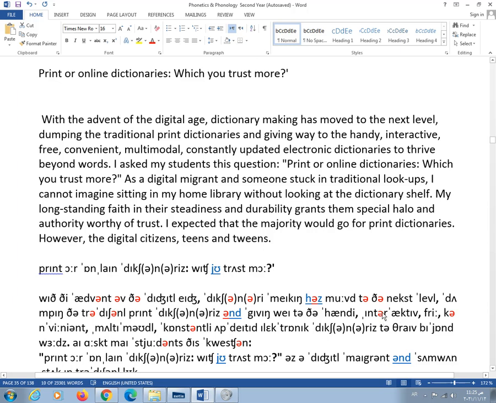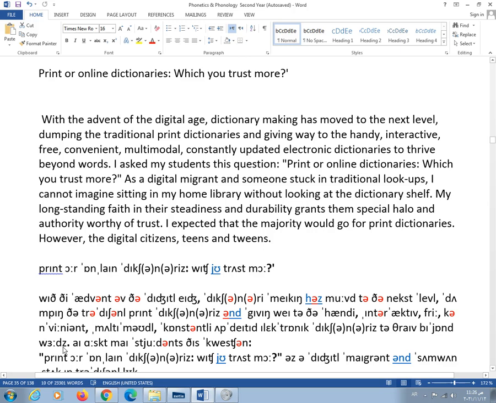weak vowel. And active, because its act is the stressed syllable, it's preceded by this mark to show us that it's a stressed syllable. Free, convenient, multimodal, modal. This is a diphthong. We're gonna know more about it later on. And constantly, or constantly, by the way, constantly updated electronic dictionaries to thrive beyond words.